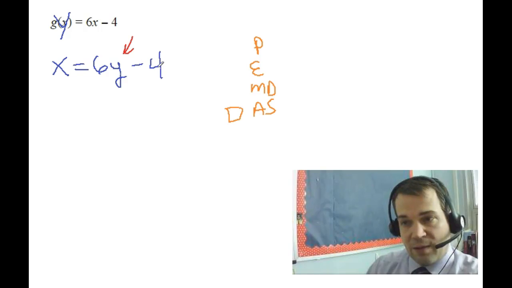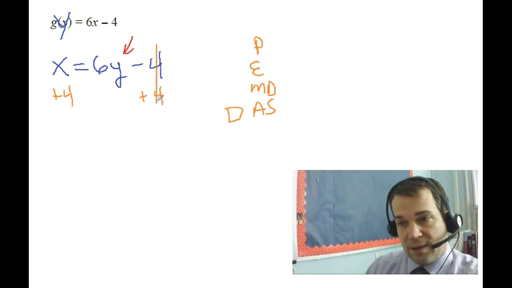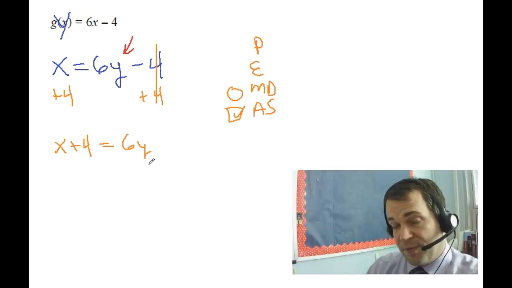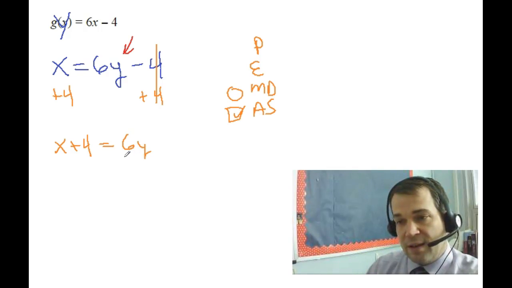I can see they subtracted 4, so I will add 4 to both sides. These will cancel. The left side becomes x plus 4. That equals 6y. Check. I'm going to move up. Is there anything on this side that needs to be multiplied or divided? I can see a 6, and I'm going to divide this side by 6, and this entire side gets divided by 6. Everything gets divided by 6.